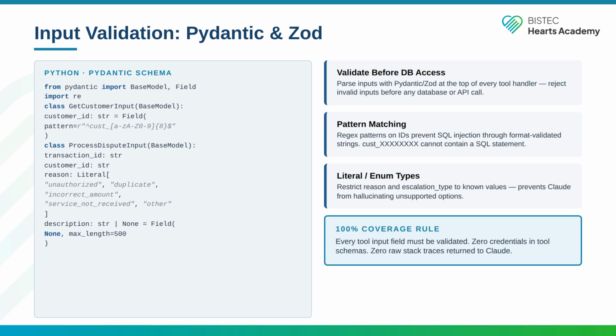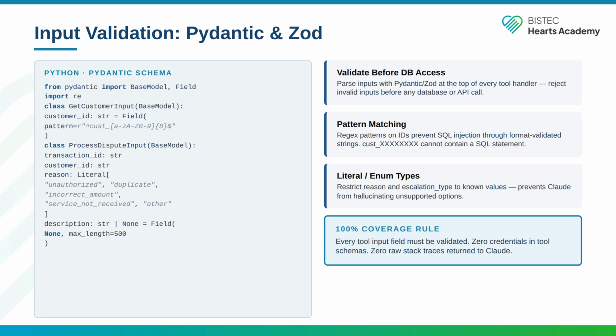The literal type for reason enforces the same minimum constraint as your JSON schema, but now at the Python layer. Even if someone manipulates the tool call to pass an unlisted value, Pydantic rejects it. The description field uses str, none with max length of 500, bounding the input before it ever touches your insert statement. Optional fields that are absent resolve to none, handled explicitly.